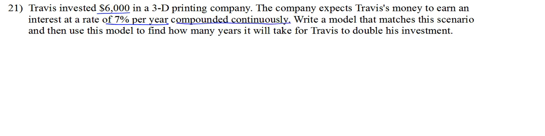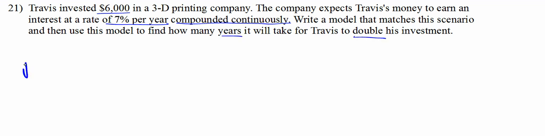Right? And one thing I've seen some of you start doing is make sense of which model would make sense for which situation. So I love that. Keep going. We're supposed to write a model and then use our model to determine how many years it will take for Travis to double his investment.